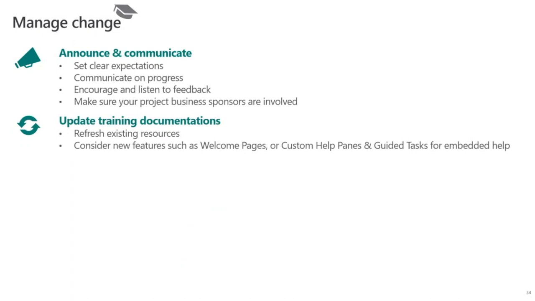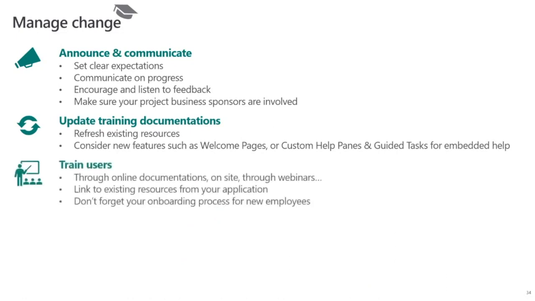Update training documentation that you may have. So refresh existing resources, but consider also new features such as welcome pages or custom help panes and guided tasks for embedded help. Train your users. So this really depends on what you do today through online documentation, on-site, through webinars, etc. Link to existing resources directly from your application so that users don't have to wonder where the help is. And don't forget your onboarding process for new employees that may join after the trainings have taken place.